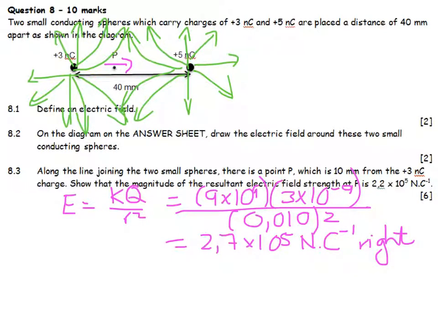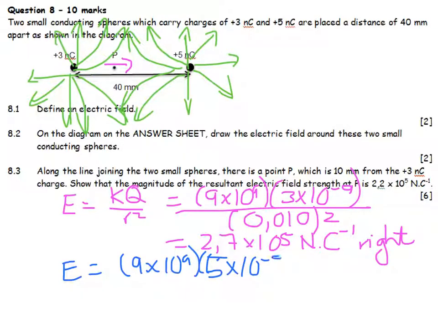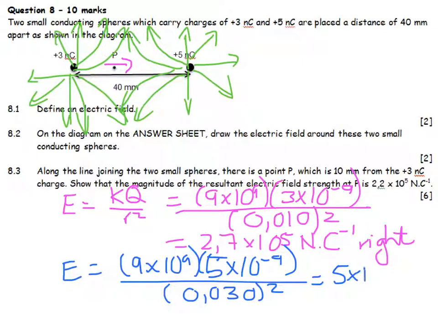Then we are going to get an electric field equal to 9 times 10 to the 9, and now we're going to look at the 5 nanocoulomb, 5 times 10 to the -9, over a distance. This time it's 30 millimeters because it's 40 minus 10. Don't forget to square it, and you land up with 5 times 10 to the 4 newtons per coulomb. And this one is to the left because we are worried about what that charge is doing, so we get an electric field to the left.